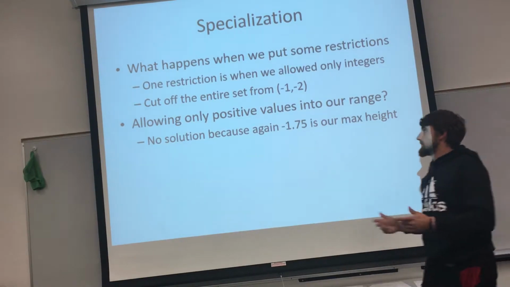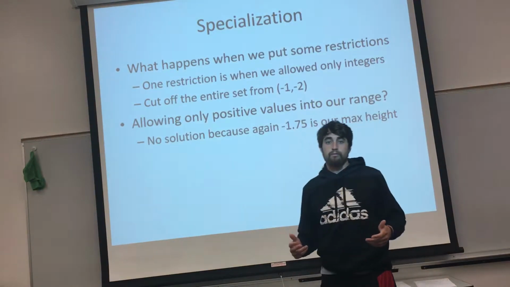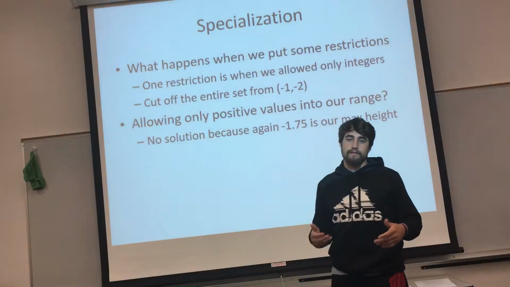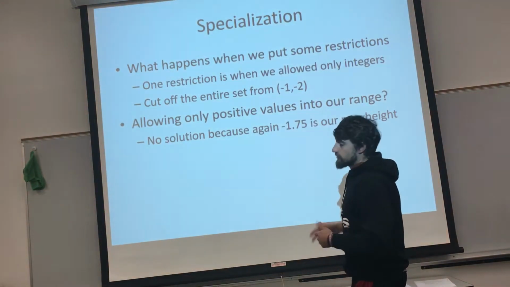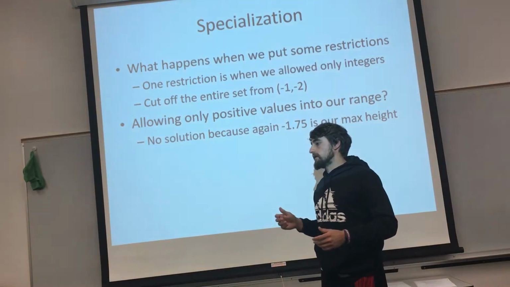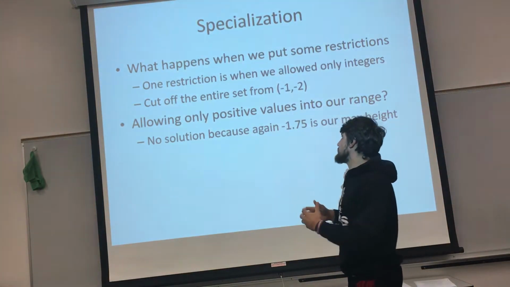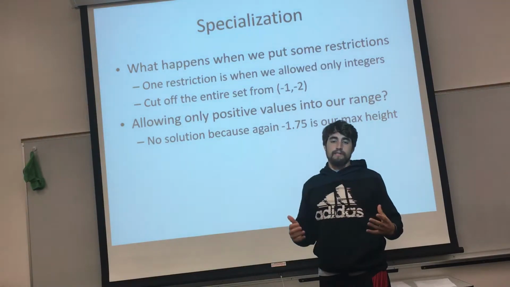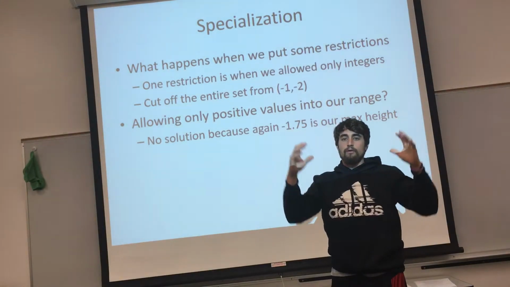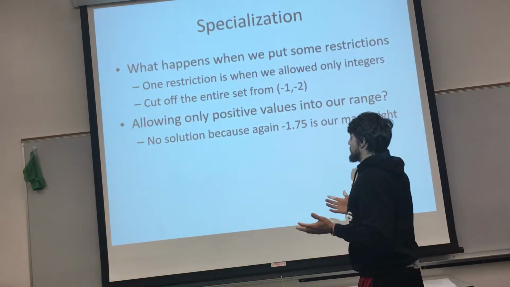So kind of what we were talking about earlier, specialization, putting some restrictions on it. Well, one restriction is what we already did, and I didn't even realize this until I started putting my presentation together. We restricted the domain when we only allowed integers, and we cut off basically the entire set between -1 and -2. So when we allow only integers in our domain, we saw earlier that our max height was -2. Whereas if we allowed the set between -1 and -2, we found that at -1.5 it's actually higher, at -1.75. So that was one restriction.